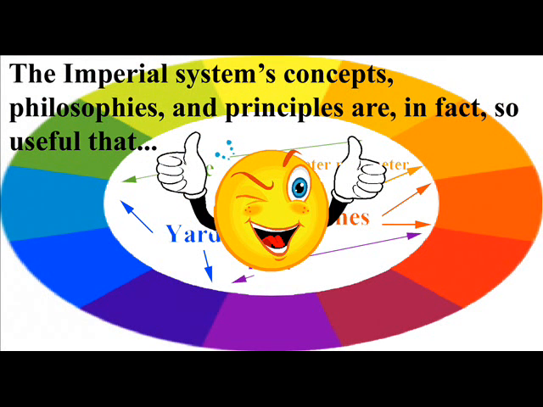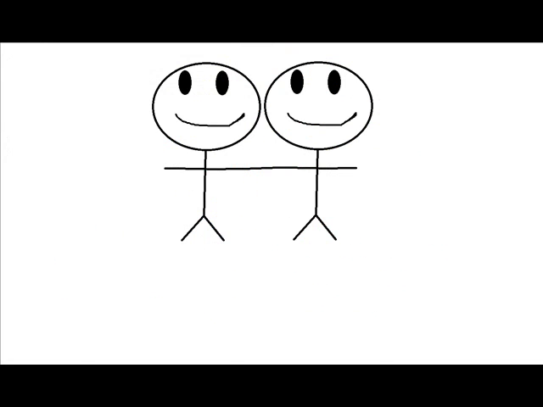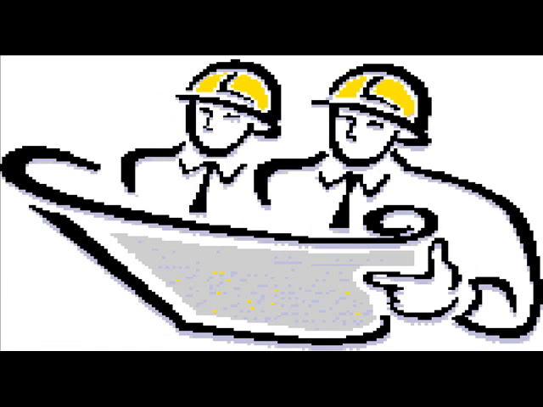The imperial system's concepts, philosophies, and principles are, in fact, so useful that here we use unofficial units when talking with our friends, families, or even co-workers. We don't say to Mom that we need 6 gallons, but rather 3 jugs of fruit punch for the party because the jug is the container in which the drink is contained.